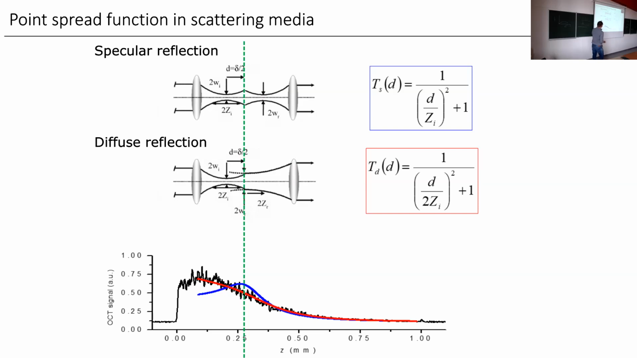So not like here, where we simply mirror the whole beam and then propagate it through to the target at the end of the system. For diffuse reflection, tissue reflection, you simply assume that every point in the tissue acts like a new light source.